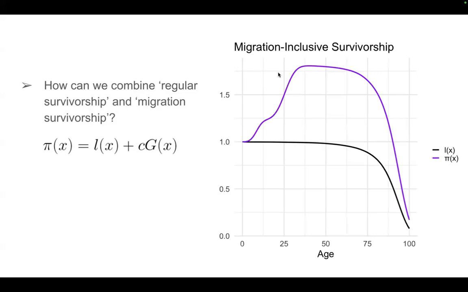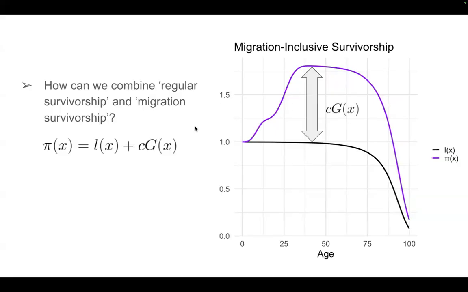So I want to ask this question: how can we combine regular survivorship and migration survivorship? Following this Alho paper that I talked about on the last slide, you can just add them together. And I'll talk about the C parameter in a minute. What this looks like here on the right is, we can start with this black curve, which is just classic survivorship over time. You have age on the x-axis and proportion surviving on the y-axis. And we can see that over time, you start with everyone surviving and eventually the population tapers off.